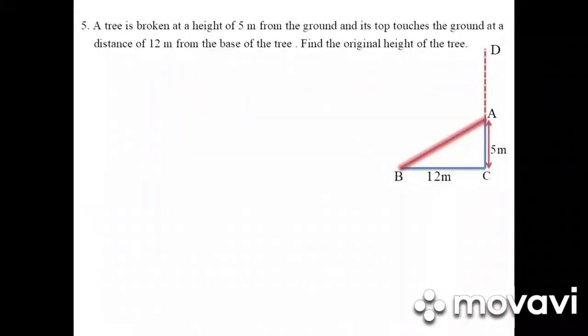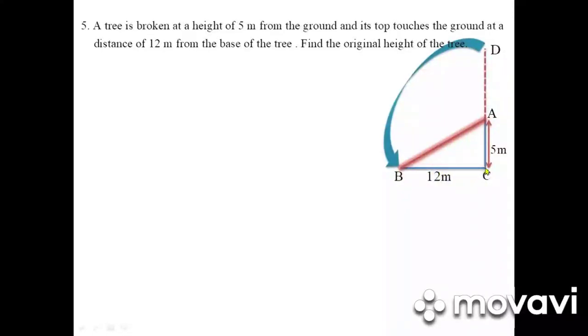Question number 5. A tree is broken at the height of 5 meters from the ground and its top touches the ground at a distance of 12 meters from the base of the tree. Find the original height of the tree. Here in this figure, the distance from C to D is the original height of the tree, and A is the point at which the tree broke. The distance from A to D is the broken part of the tree, and the top of the broken part touches the ground at a distance of 12 meters from the base of the tree.